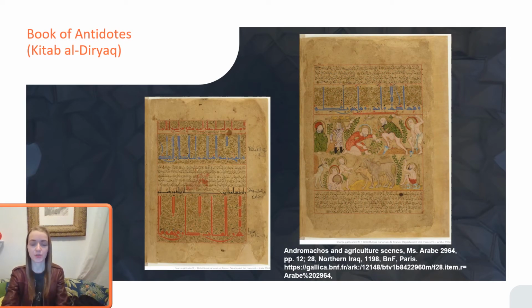Genre painting, or scenes of everyday life, are also included in the Book of Antidotes, or Kitab al-Diryak, written in 1198, based on a Greek author and expanded upon. Here, there is an interesting interplay of different elements within the page layout.